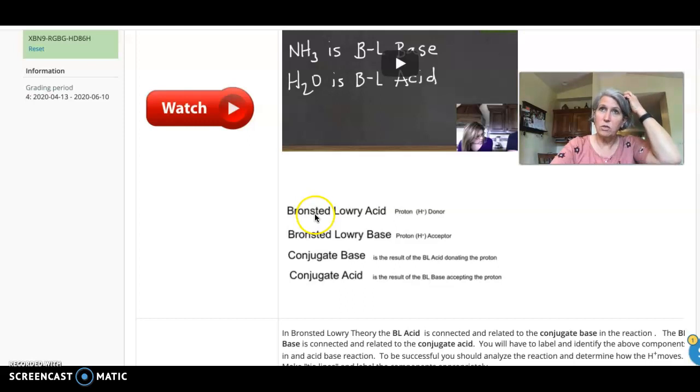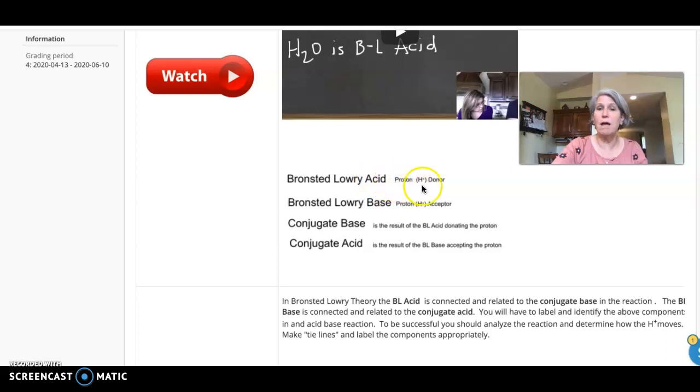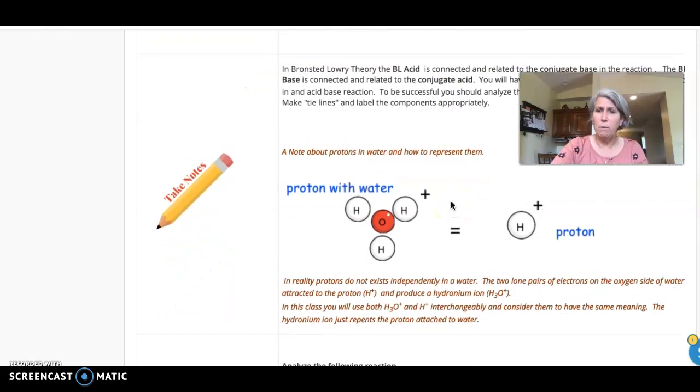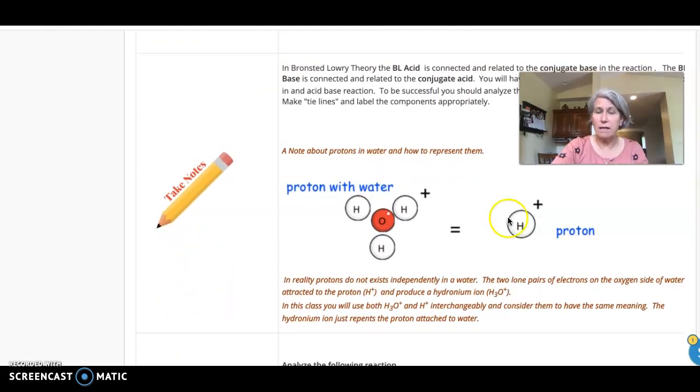For Arrhenius, there would just be an H plus in the acid or an OH minus in the base. For Bronsted-Lowry acids and bases, they are defined as either a proton donor or a proton acceptor. In this case, a base is the proton acceptor. I want to talk a little bit about what a proton is. A proton really is just an H plus.